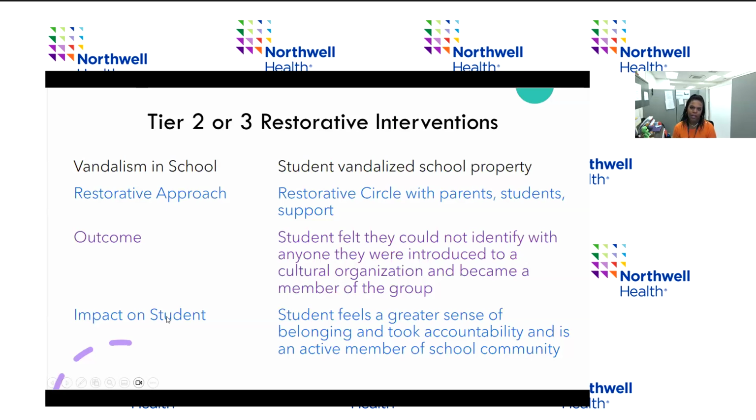And Vera asked me to talk about something that happened, or when tier 2 or tier 3 kicks in for restorative intervention. This was a sample of a vandalism that took place. And the restorative approach was, instead of just suspending, how about finding a way to have the student learn from this situation in a restorative way. So we held a restorative circle or conference with parents and the students.